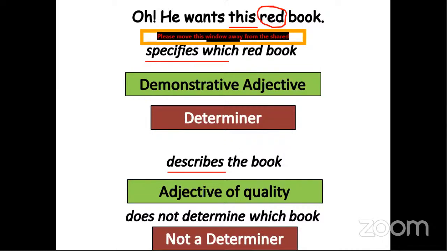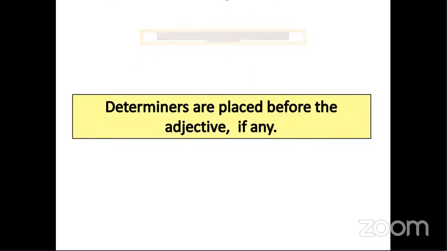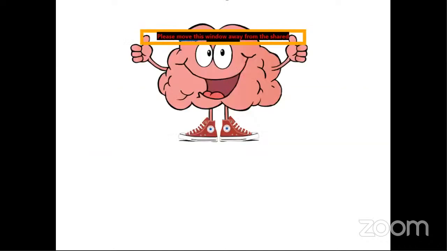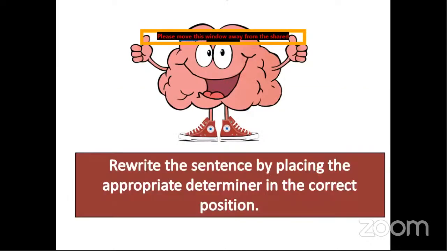Now you will notice that we have placed the determiner this before the adjective red. So what do we learn? We learn that determiners are placed before the adjective, if any. In case there is no adjective in a sentence, then determiners are placed immediately before the noun. Okay, this is what we just now saw. So now let us do this exercise. Rewrite the sentence by placing the appropriate determiner in the correct position.